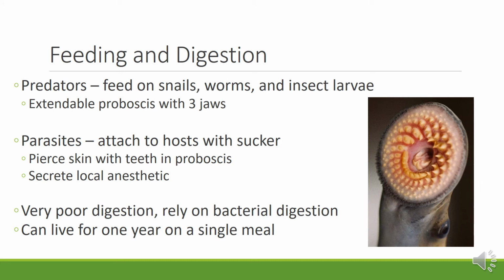Feeding and digestion. Some of them are predators. They feed on snails, worms, and insect larvae. They have an extendable proboscis with 3 jaws. And then on the right, I have a picture of a parasite, which attached to their host with a sucker. They pierce the skin with teeth in the proboscis, and they secrete a local anesthetic.